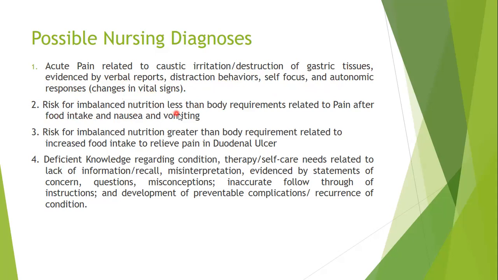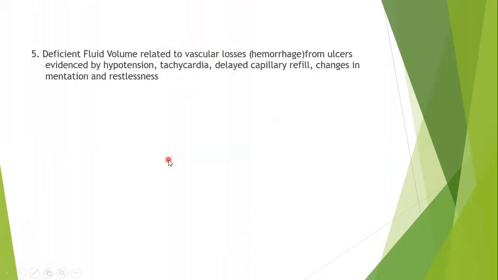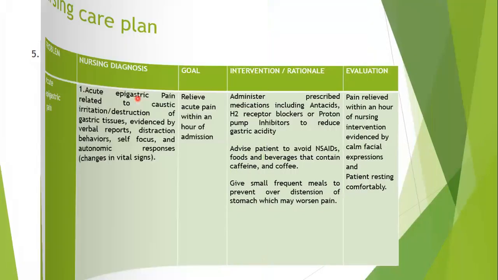There's also risk for imbalanced nutrition greater than body requirement in duodenal ulcers, and knowledge deficit. So take time to run through these nursing diagnoses. Deficient fluid volume may occur. This will be related to vascular losses, for example from bleeding ulcers, evidenced by hypotension, tachycardia, delayed capillary refill, and changes in mentation and restlessness.